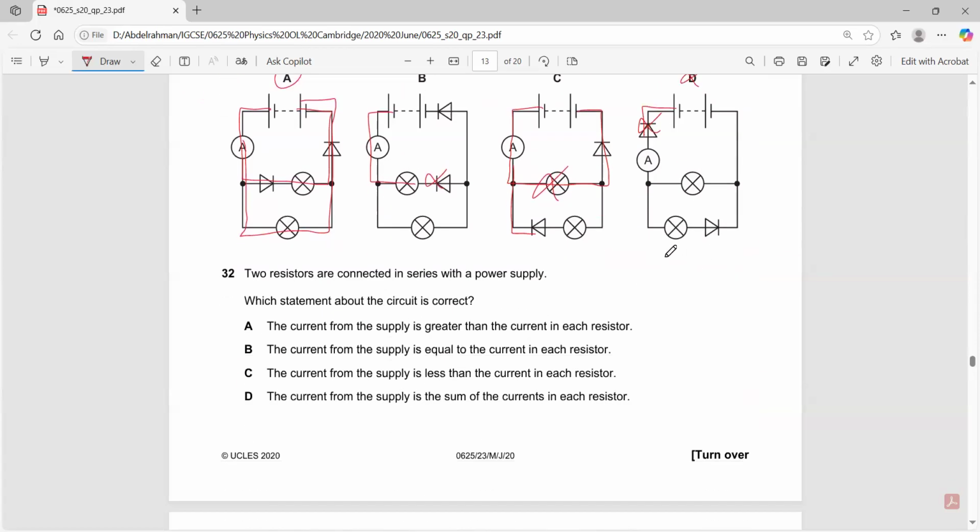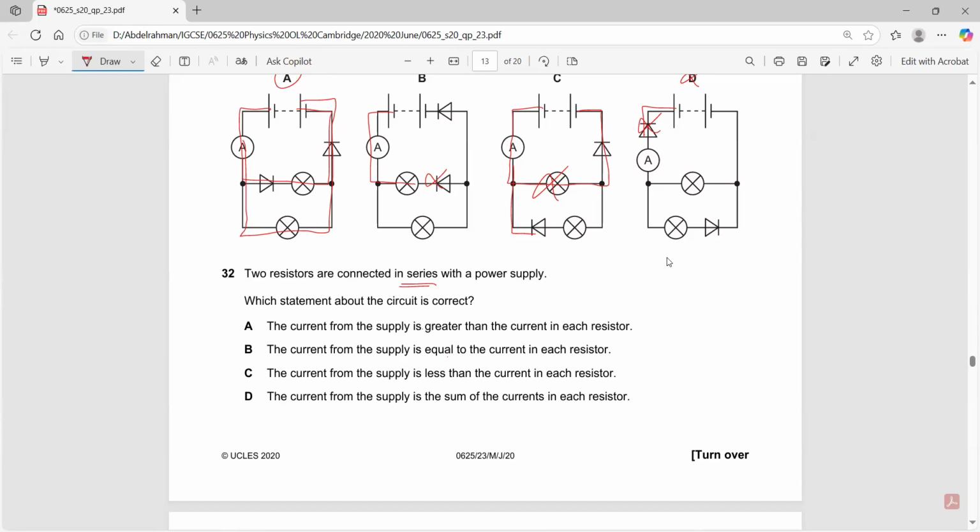Two resistors are connected in series with a power supply. Which statement about the circuit is correct? A: the current from the supply is greater than the current in each resistor. B: the current from the supply is equal to the current in each resistor. Isn't this a series connection? It is a series connection.